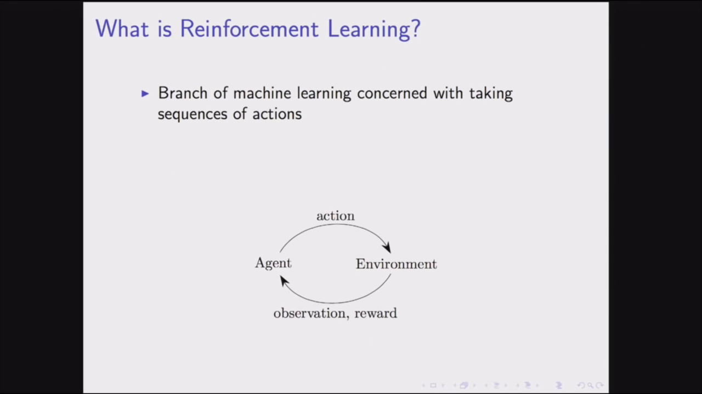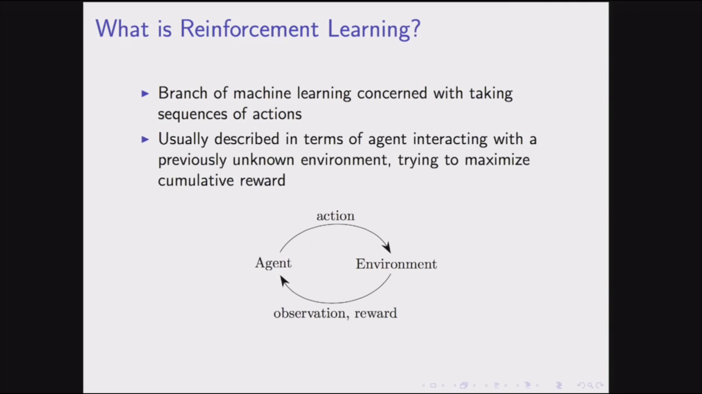So first, what is reinforcement learning? It's a branch of machine learning concerned with taking sequences of actions. Often, it's described in terms of an agent interacting with a previously unknown environment, and it's trying to maximize some kind of cumulative reward, some kind of reward function that we've defined, accumulated over time. And pretty much any kind of task where you have some kind of goal that you want to achieve can be stated in these terms. So this is an extremely general formulation.